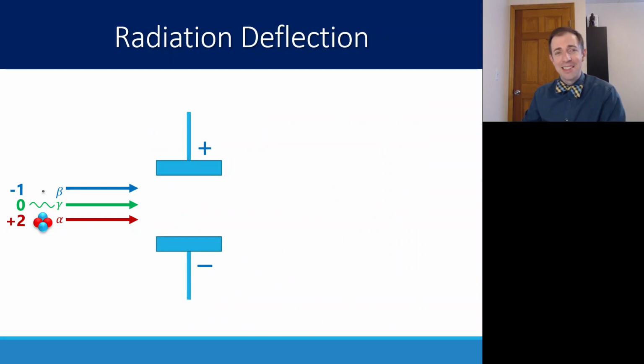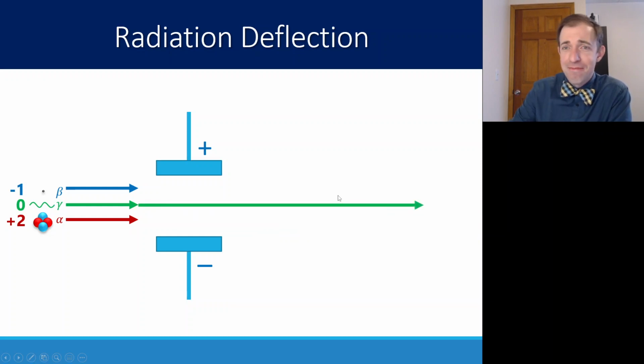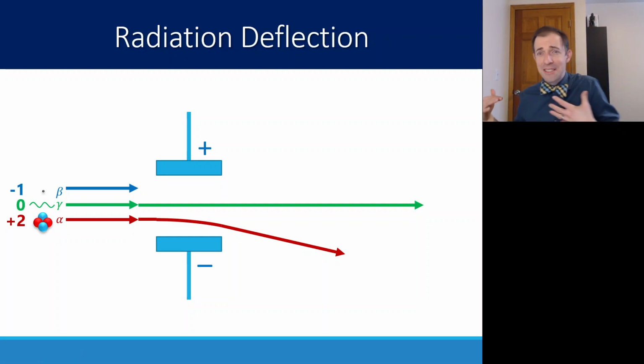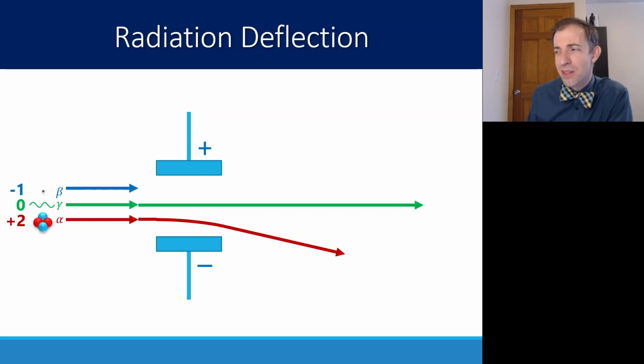Another way that we could deflect this radiation is by traveling it through an electric field. Remember that like charges repel and opposite charges attract. Here, gamma radiation, no charge, no deflection. But an alpha particle, this positive charge, is going to be attracted to a negative terminal or negative plate and repelled from a positive. So if I send it through this electric field, it's going to try to move toward the negative and away from the positive, and it causes it to deflect a little bit downward. It has enough speed that it doesn't hit the plate necessarily. It just bends a little bit as it travels through.